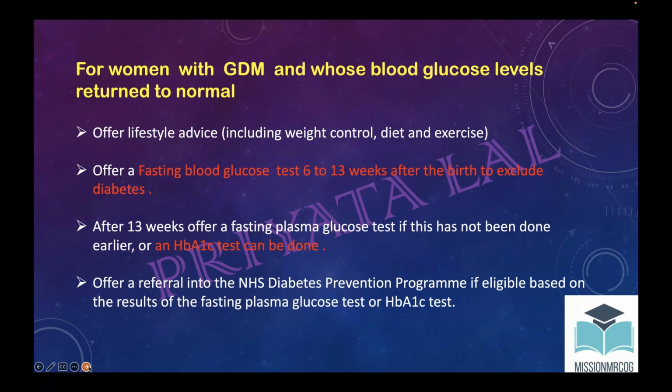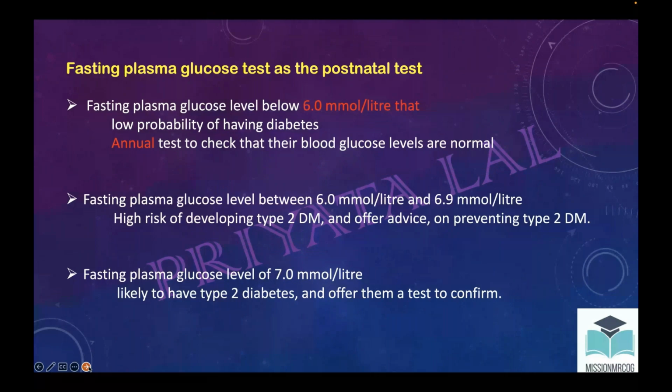Now there are certain ranges. You have to at least know this, because remembering so many sugar ranges becomes difficult. At the postnatal test, if the fasting is less than 6, then we are happy. We'll ask this woman to please get her blood glucose test done every year. Annual testing would be required. But if we find that it is in between 6 to 6.9, then we would refer them to get advice for prevention of diabetes mellitus, because they are at risk.